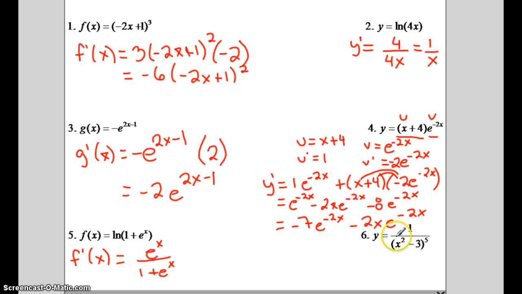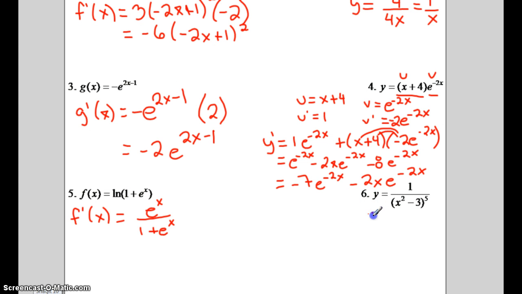For number 6, this is again just back to your regular chain rule. Even though we're bringing in new derivatives, don't forget that numbers 1 and 6 are the types of problems that you guys have been doing forever, since the beginning of the year. My personal philosophy on this one would be to rewrite it as x squared minus 3 to the negative 5th power. So before I even start, I'd want to rewrite this: y equals x squared minus 3, raised to the negative 5th power, since I'm going to bring it up to the numerator.